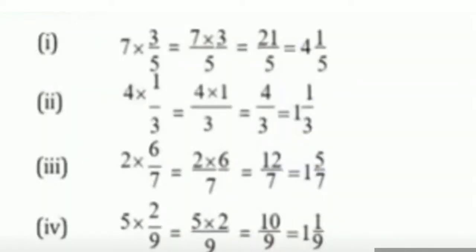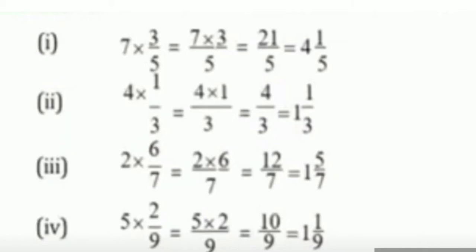So 7 into 3 is 21, and 21 upon 5. This 21 upon 5 we can convert into a mixed fraction. So 5 fours are 20, and 1 is left, which means the whole mixed fraction is 4 whole 1 upon 5.